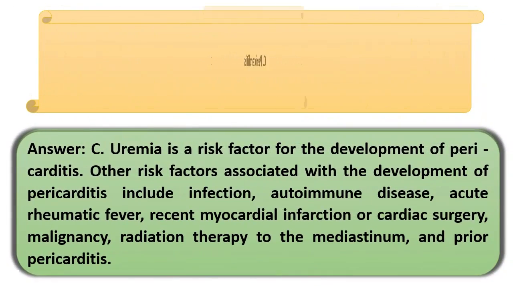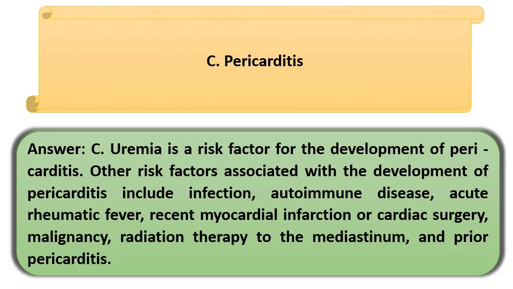Answer is C. Uremia is a risk factor for the development of pericarditis. Other risk factors associated with the development of pericarditis include infection, autoimmune disease, acute rheumatic fever, recent myocardial infarction or cardiac surgery, malignancy, radiation therapy to the mediastinum, and prior pericarditis.